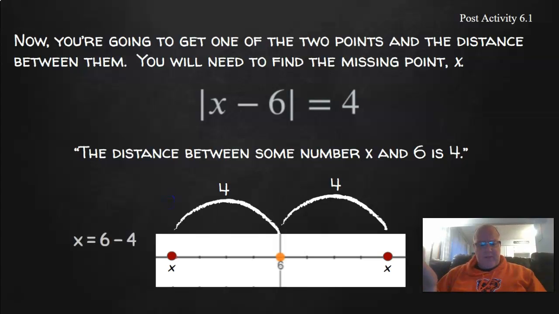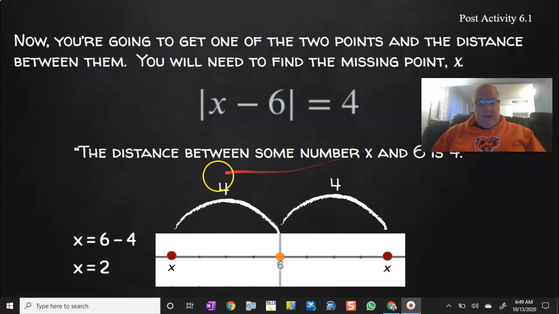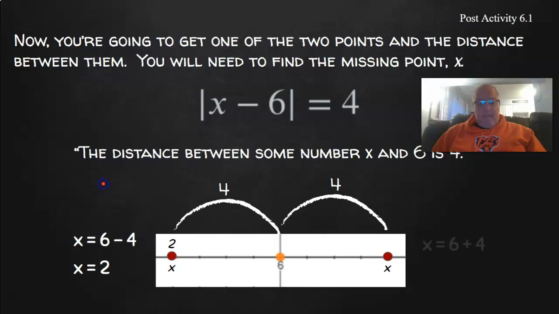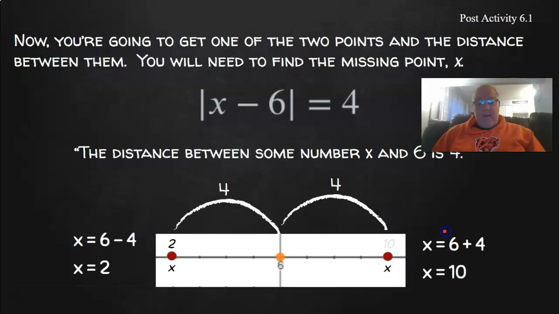And so if we think about this, to find the number on the left, all I have to do is take this value of 6 right here, subtract 4 units, and that puts me at x equals 2. And if I go on the other side, I can take this value of 6, add 4 to it, and that puts me at 10. So now I know the two numbers that are 4 units away from 6 are either the number 2 or the number 10. That's what x is going to be in this equation.